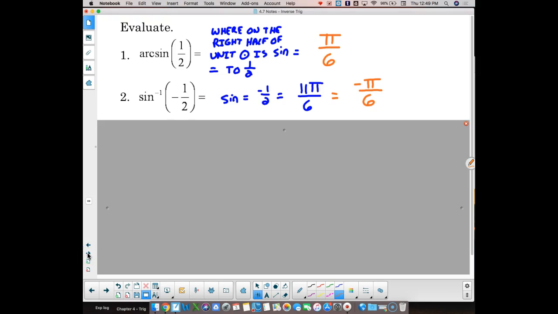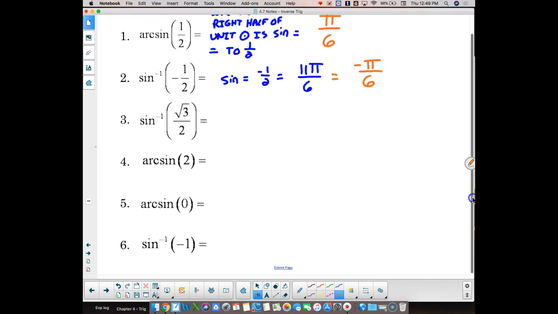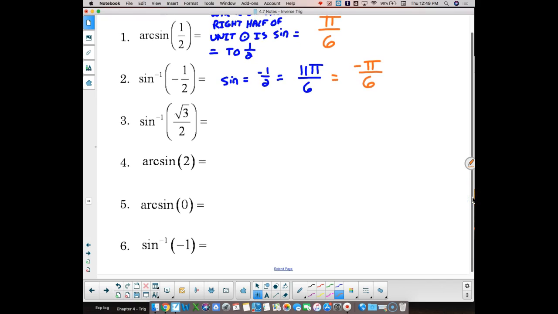What I would like you to do now is find me these four: the inverse sine of square root 3 over 2, the arc sine of 2, the arc sine of 0, and the inverse sine of negative 1. So, on the right side of the unit circle, sorry, I gotta bring my unit circle with me so I can see it. Okay, right side of the unit circle.